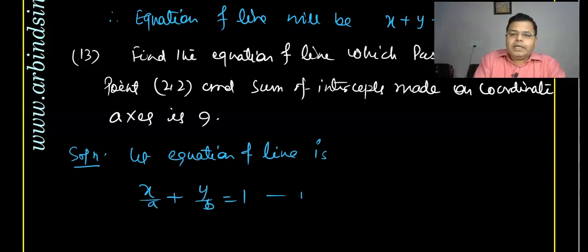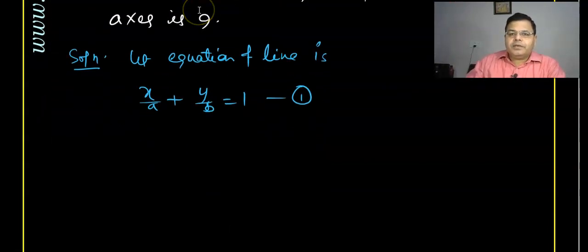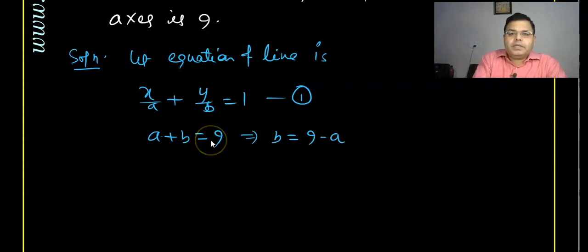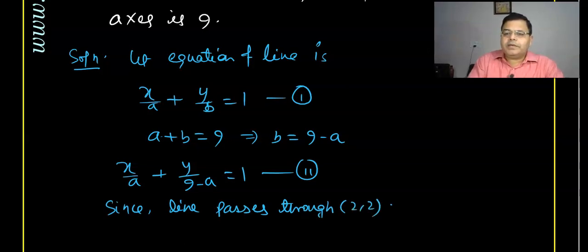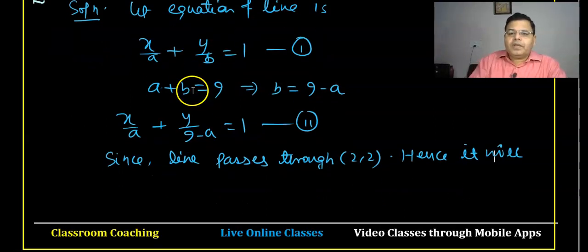Now here the sum of intercepts is 9. So a plus b is equal to 9, and therefore b is equal to 9 minus a can be written. Then if you put this, x by a plus y upon 9 minus a is equal to 1. That is the second equation. Since this line passes through (2, 2), it will satisfy the equation.